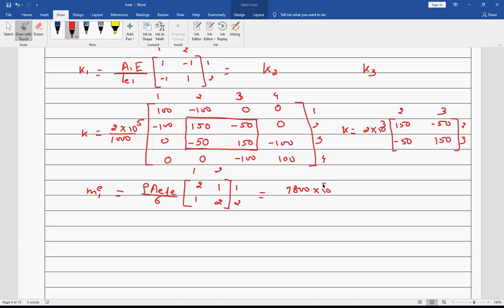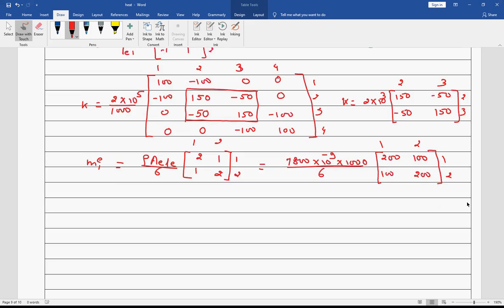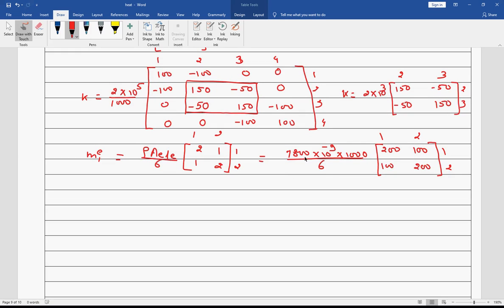So this is 7800 into 10 raised to power minus 9. Area I keep as it is. So I call this a 1000 length divided by 6, and area is 100. Therefore 200, 100, 100 and 200, with 1, 2, 1, 2. Okay. So can you just calculate and let me know this value, please?